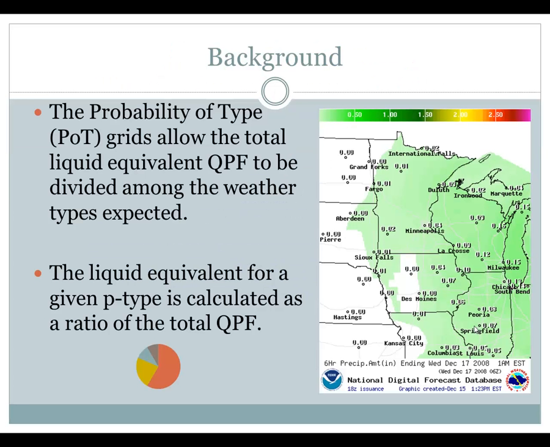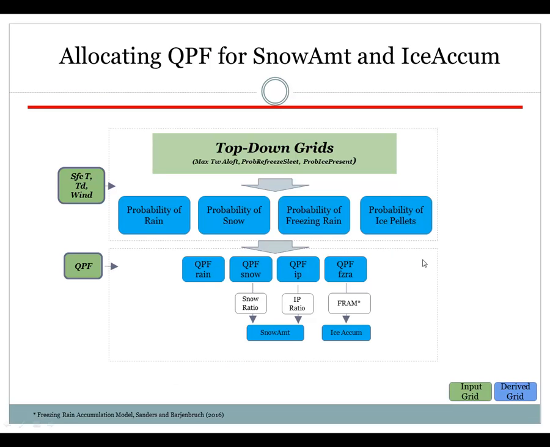So the probability of weather type grids allow the total QPF to be divided among the weather types that we expect. So what we do is we take the total QPF, whatever it is, and then we divide it up by the different types depending on how high the probabilities are. So we basically take the whole pie. This might represent the total probabilities out there, and each of the probabilities have different amounts of probability. So we can take the QPF and actually divide it equally, just in a linear way, into the different precipitation types. And so we have a QPF for each type that's out there. So we take the total QPF and divide it up.